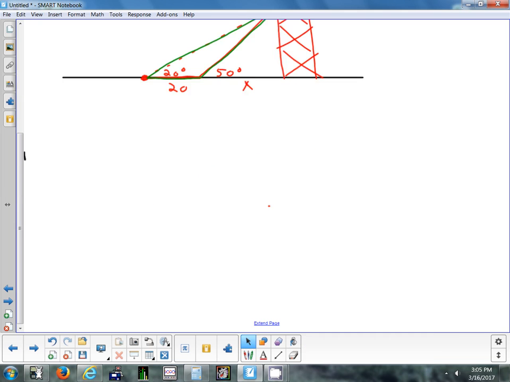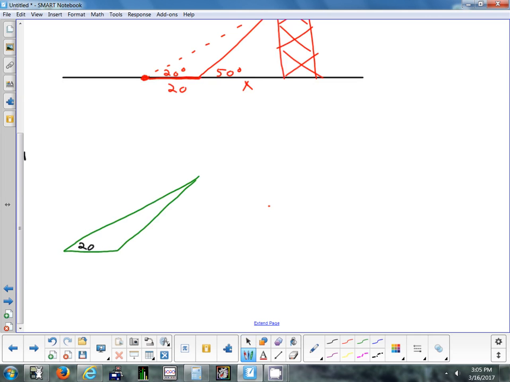Okay, what's some information I can label in that green triangle? The obtuse angle is 130 degrees. Yep, I know that one. I know this side, it's 20. It also happens to be, I said, 20 feet from here to here. What else do I know? Yep, that angle would be 30. So I know all the angles, and I know one of the sides. So I could set up a law of sines to solve for x.